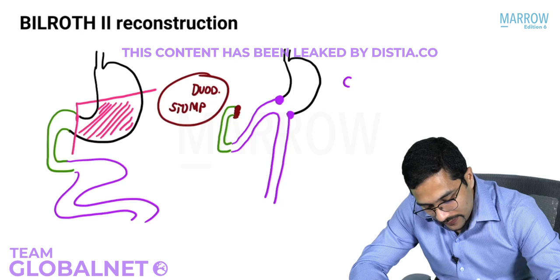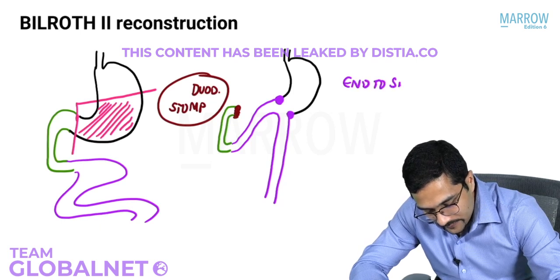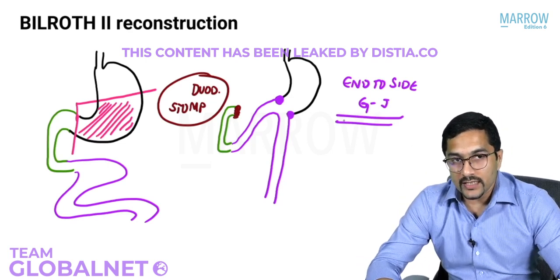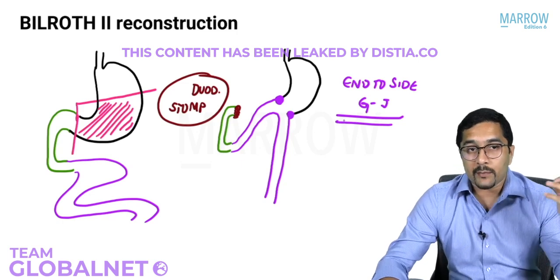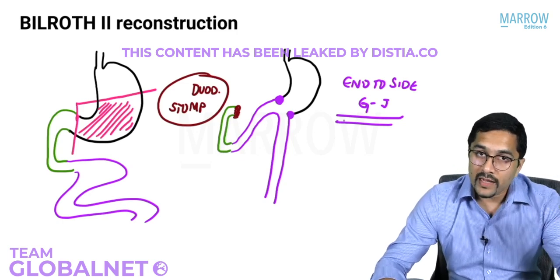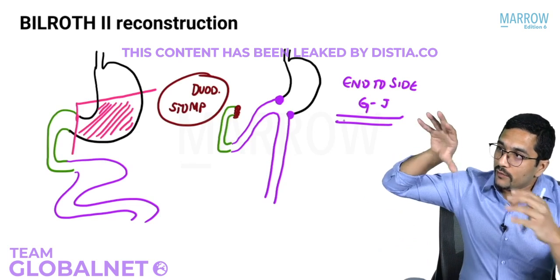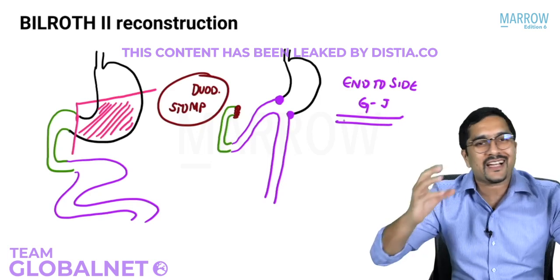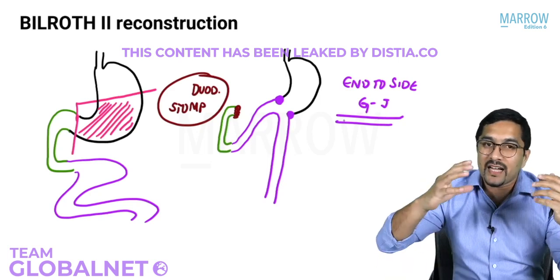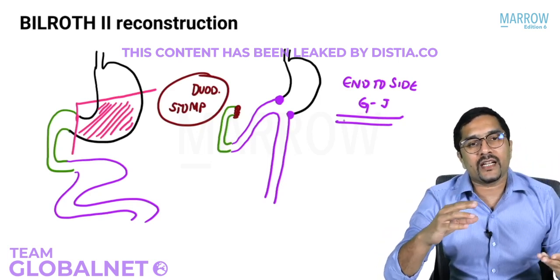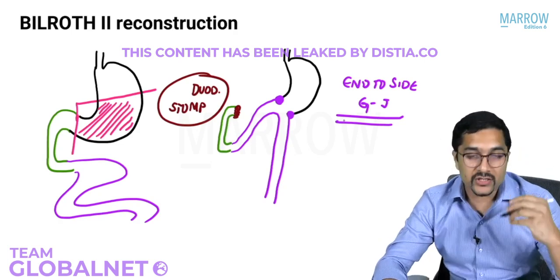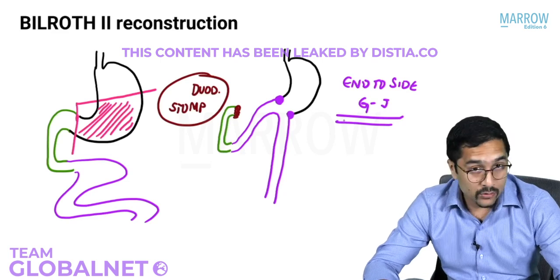So I carry out an end-to-side gastrojejunal anastomosis. That means the end of the stomach and the side of the jejunum. Why? Because you know the stomach opening is this big. It's quite big. Jejunum has a very narrow lumen, so I can't do end to end. So that is why I make an equivalent opening on the side of the jejunum. Okay, that is why I'm doing end to side.